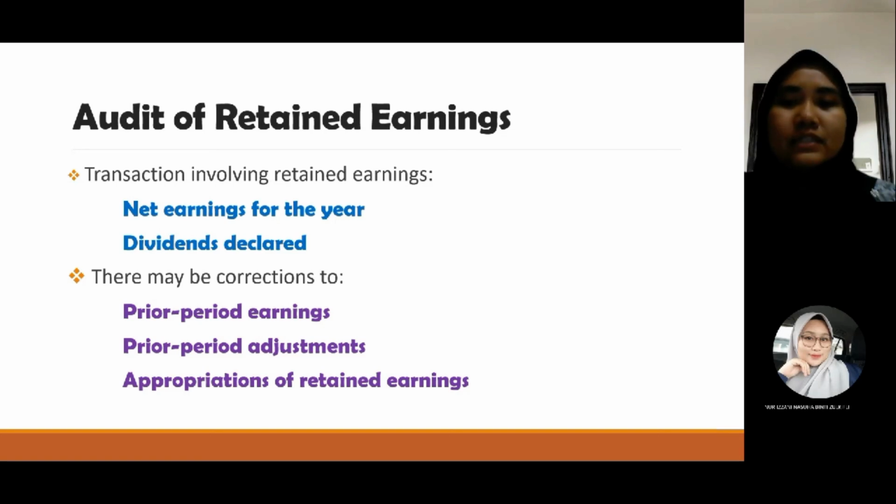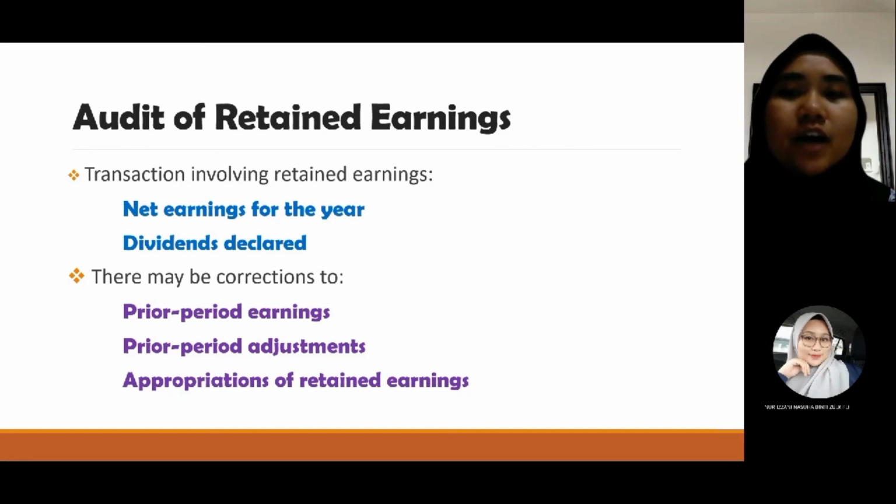Now we will go to the last subtopic of this chapter, which is audit of retained earnings. For most companies, the only transactions involving retained earnings are net earnings for the year and dividends declared. Other changes in retained earnings may include correction of prior period earnings, prior period adjustments charged or credited directly to retained earnings, and the setting up or elimination of appropriation of retained earnings.